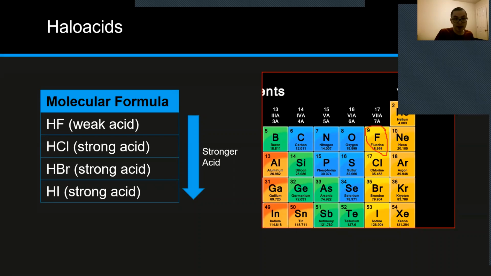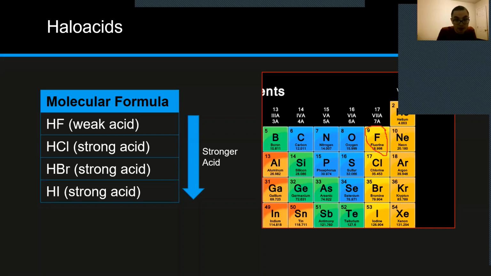So if we're looking at stability, F minus is much smaller than Cl minus. Because it's so small, it's not able to hold the negative charge as well as the Cl minus. It's not able to disperse the negative charge. So it prefers to keep the hydrogen as opposed to getting rid of the proton, which is what an acid is supposed to do. Acids, remember, are proton donors, but if the F minus is not stable, it's going to prefer to stay as HF. So it's a much weaker acid than HCl, HBr, and HI.